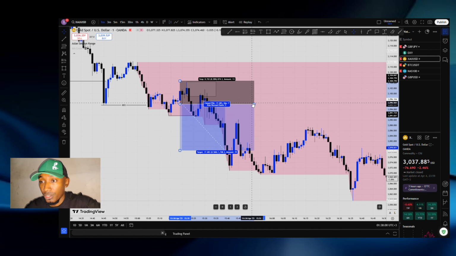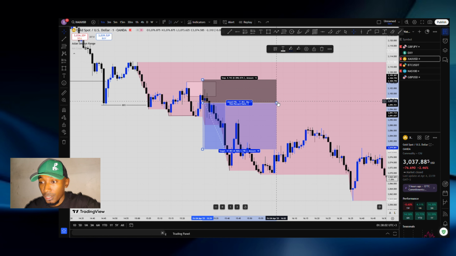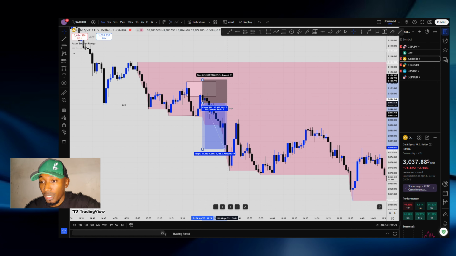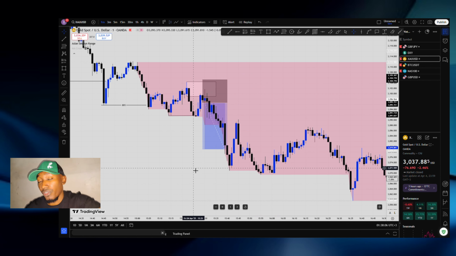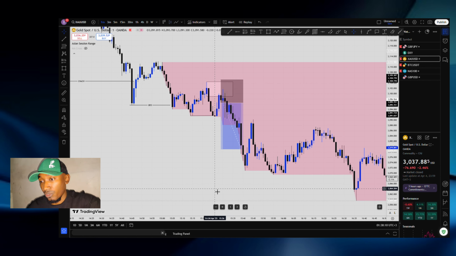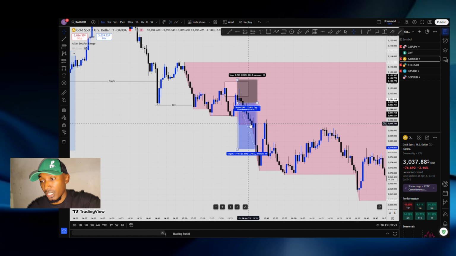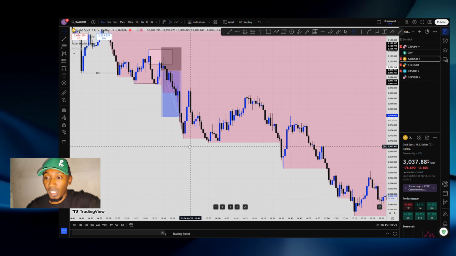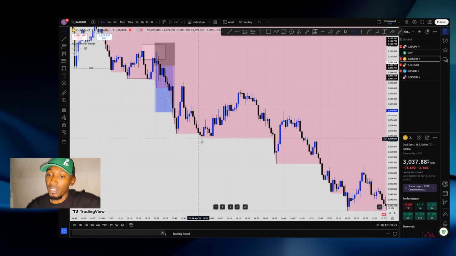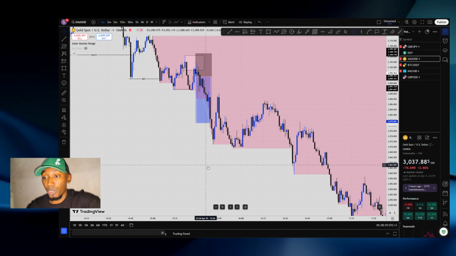Targeting 1 to 2. As you can see, it smashed TP very well in just a few minutes. If you missed this entry, we can look for another entry, because a 1 minute time frame gives us a lot of opportunities. So I'll find another entry.